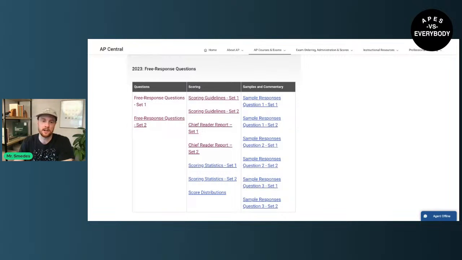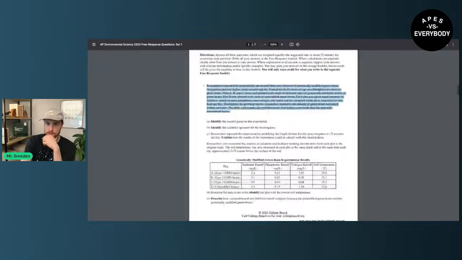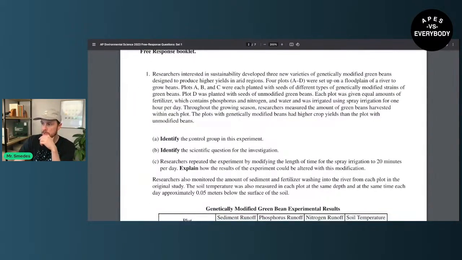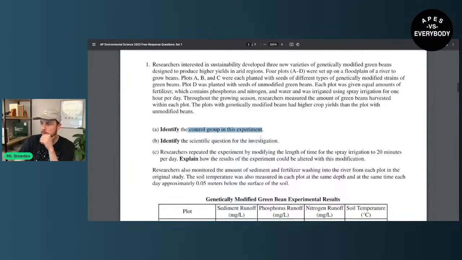You're going to expect that on FRQ number 1, there's going to be an experimental design. You're really going to want to read this background carefully. If you read the background for this experiment carefully, you're going to find answers like what is the control group right in the background. You just quote right from the paragraph and you're good to go.